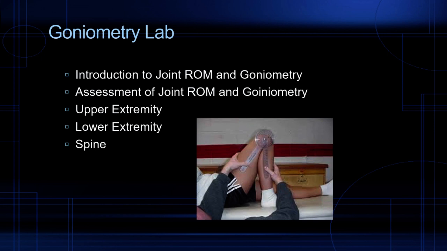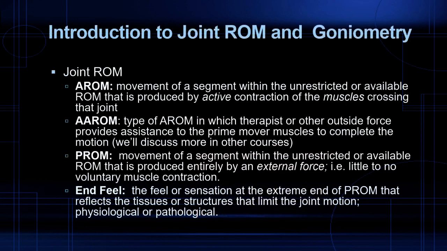So anyway, why do we do goniometry? Goniometry is something that I use every single day in the clinic. We talked about how we need to have something measurable in each note with our documentation, and goniometry is a really easy go-to. So just some definitions here with joint range of motion. By definition, active range of motion is the movement of a segment within the unrestricted, or whatever's available, range of motion, and it's produced by active contraction of all the muscles that cross that joint. Essentially the patient is performing the motion. Now, we can measure all of these with goniometry.